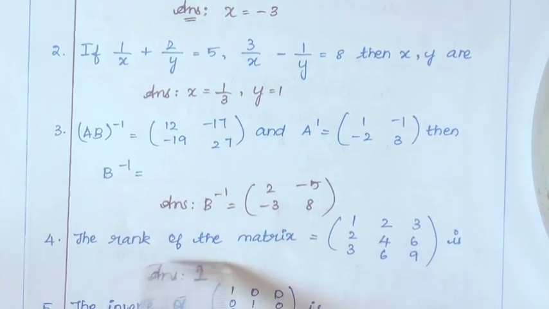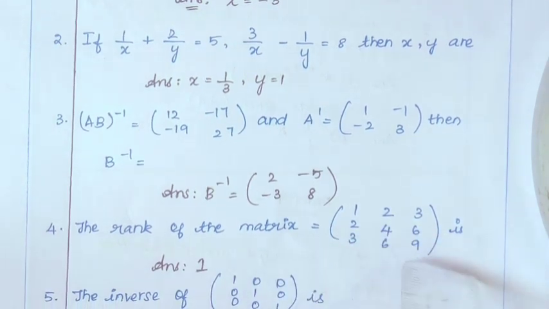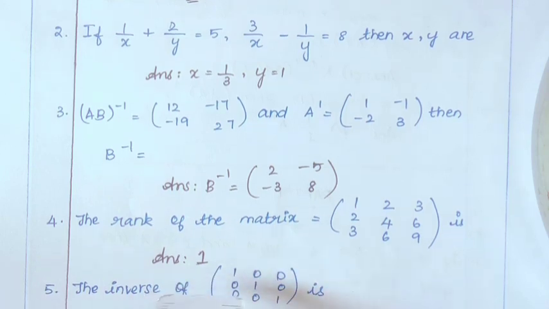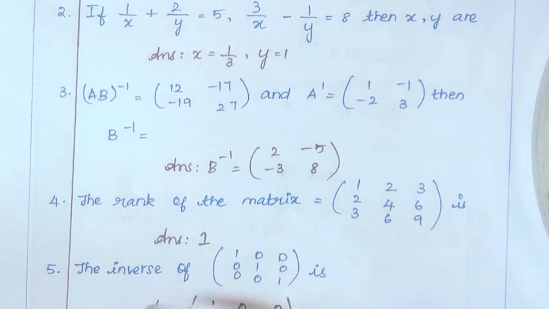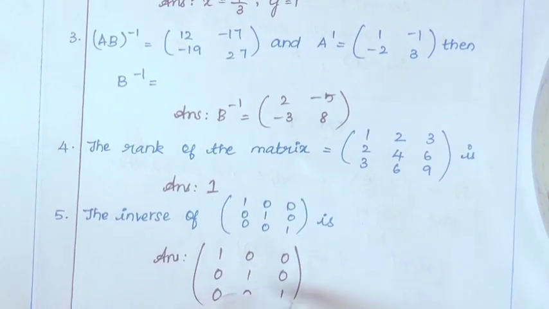Next, fourth question. The rank of the matrix [1 2 3; 4 2 4; 6 3 6; 9] is 1. The inverse of [1 0 0; 0 1 0; 0 0 1] is the answer [1 0 0; 0 1 0; 0 0 1].